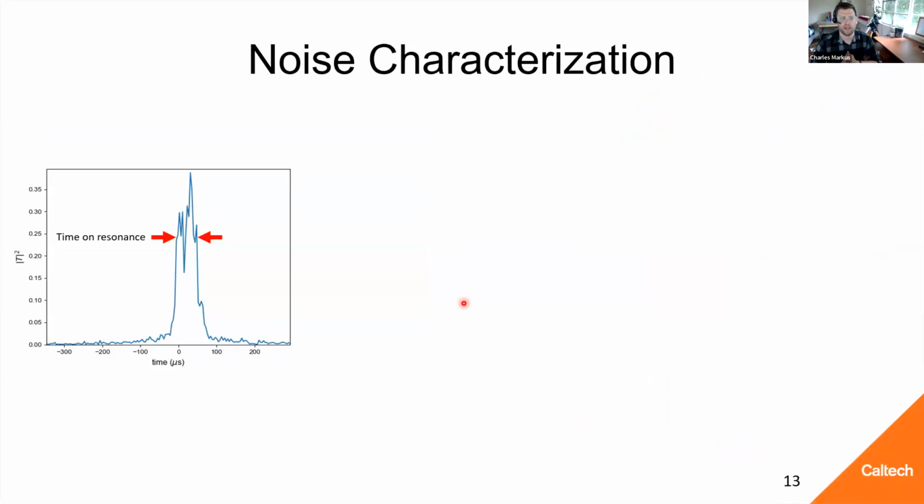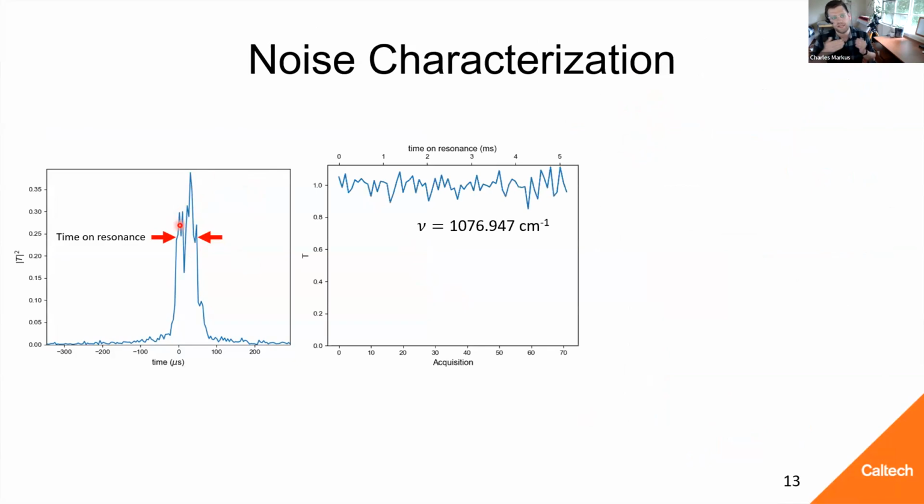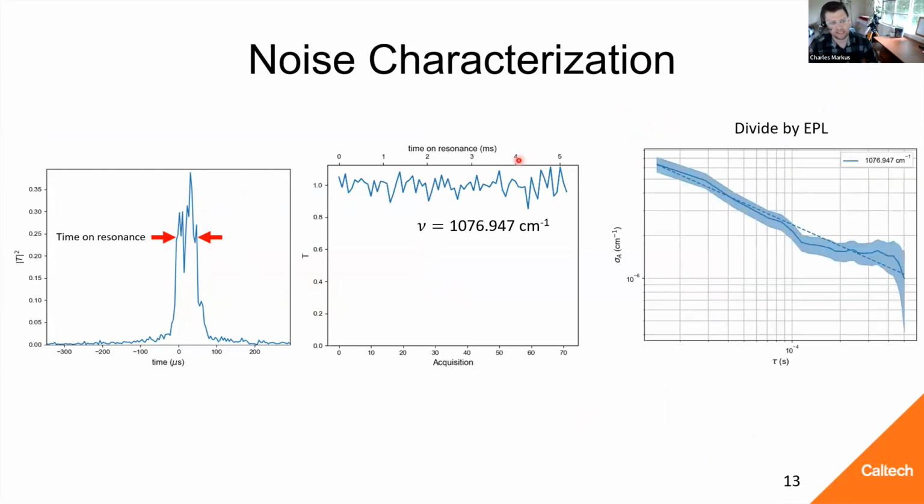And so finally, we wanted to characterize the noise of the system by taking repeated measurements and seeing how the averaging behaved. And so here we consider the time on resonance to be our measurement time scale. And so over the course of 70 acquisitions in a row, we can consider that to be roughly 5 milliseconds of measurement time. So here we have the transmission of one comb tooth over time. And then we can take the Allan deviation, which tells us how the noise decreases over longer and longer measurement times, or averaging times.